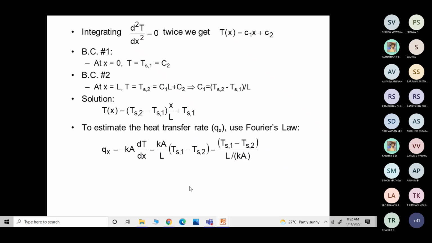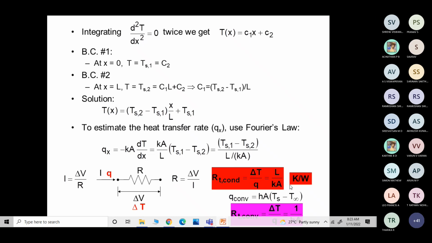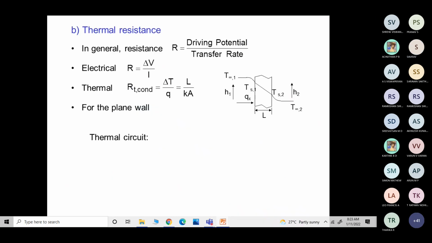And we also know that Qx, the heat conduction in the x-direction, is minus Ka dT by dx, which is equal to Ka by L into (T1 minus T2), or it can also be rewritten as (T1 minus T2) divided by (L by Ka), where L by Ka is nothing but the thermal resistance. Just like electrical resistance, thermal conductive resistance is given by L by Ka, and its unit is Kelvin by watt.